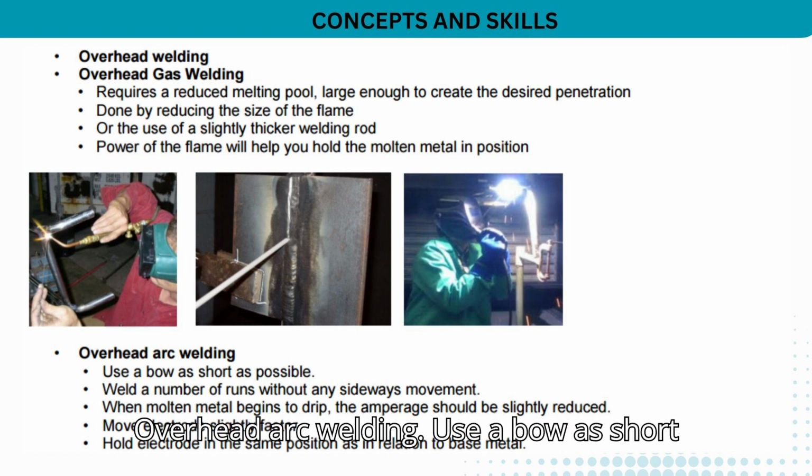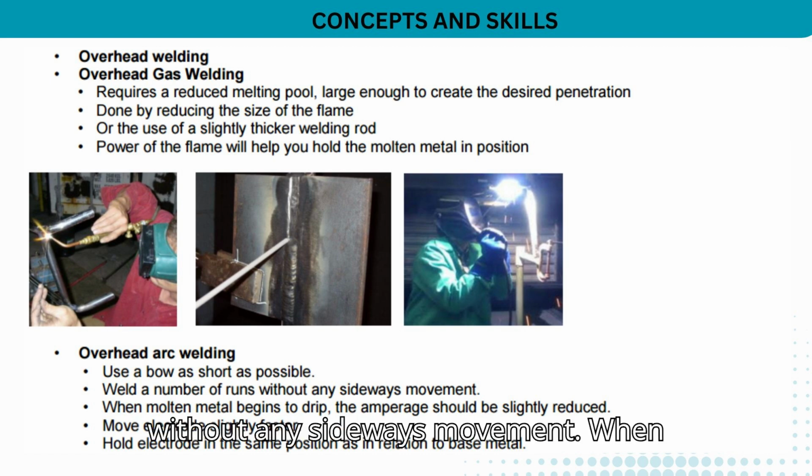Overhead arc welding. Use an arc as short as possible. Weld a number of runs without any sideways movement. When molten metal begins to drip, the amperage should be slightly reduced. Move the electrode slightly faster. Hold the electrode in the same position in relation to the base metal.